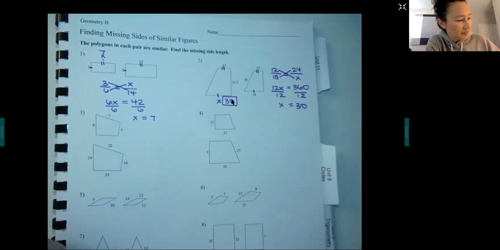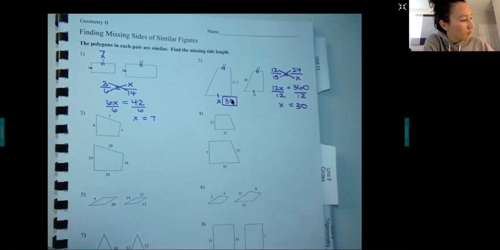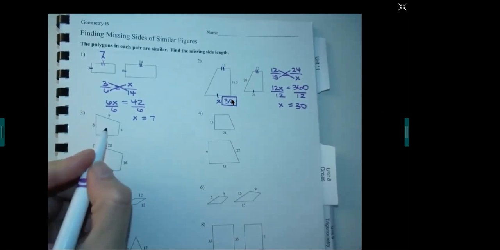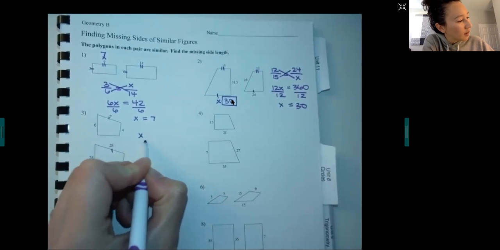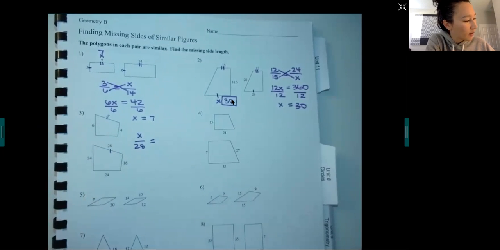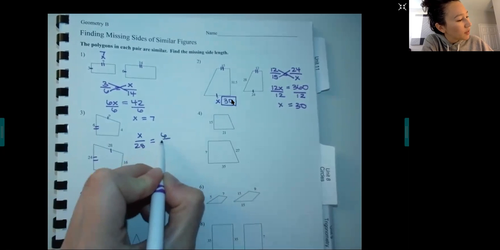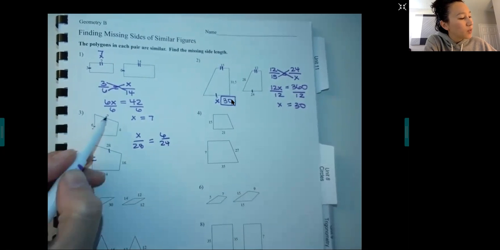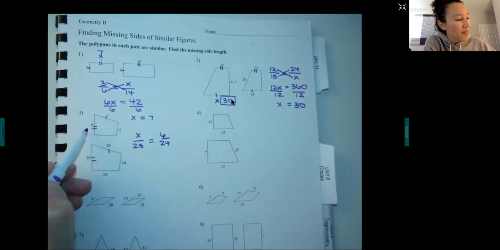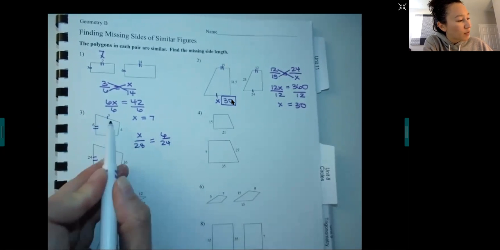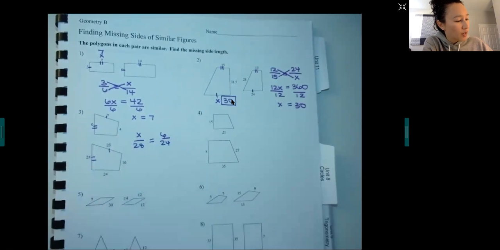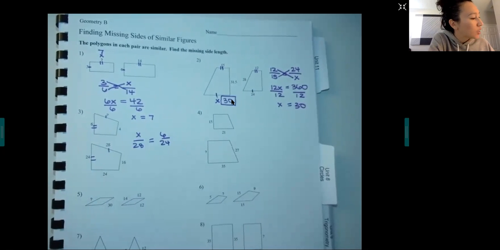Just to be clear, I could have chosen any side along with X, right? Yep. So I put x over 28, and then 6 over 24. Good, as long as they correspond, which 6 and 24 do, and you're consistent. If you put the smaller one on top for the first fraction, make sure you do that for the second fraction too. That's really the only issue we can run into here.